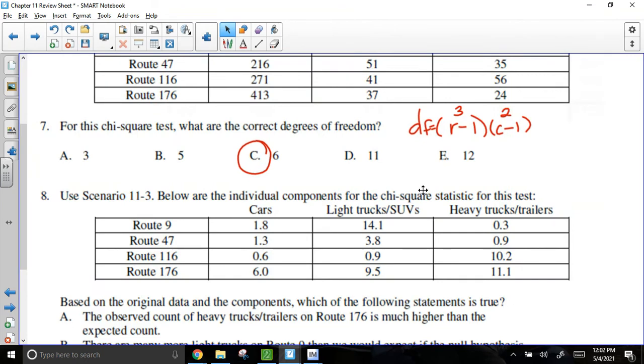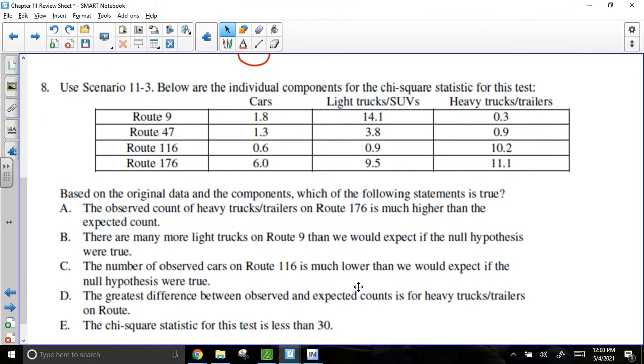Number 8 says, use that scenario. Below are the individual components for the chi-squared test statistic. Remember, the components are the comparison between the observed and the expected using that formula. So they use the formula on each of the components. These are all of those components. So to calculate the chi-squared, all you'd have to do now is add those all up. But what does it say in question A? Based on the original data and the components, which of the following statements is true?